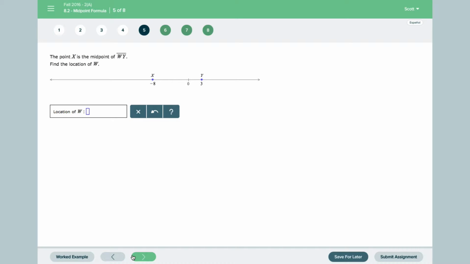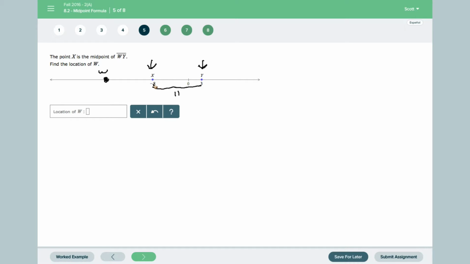Number 5, X is the midpoint of YW. But notice right here, we have X and we have Y, but we don't have W. W is going to be over here somewhere because X is the midpoint. Okay, so we're given the midpoint here, and the distance from here to the midpoint is, let's see, -8 minus 3. Distance, we just do the minus. This is 11 spaces.